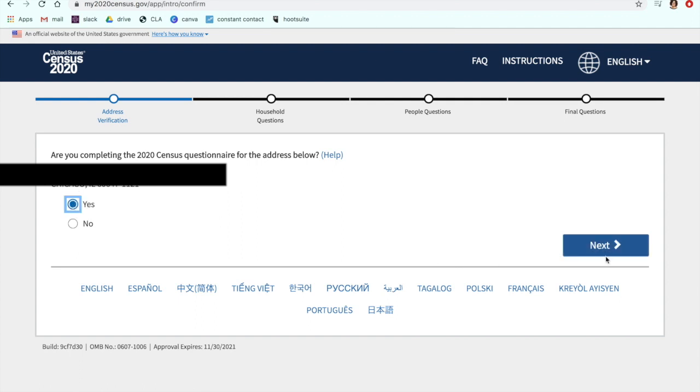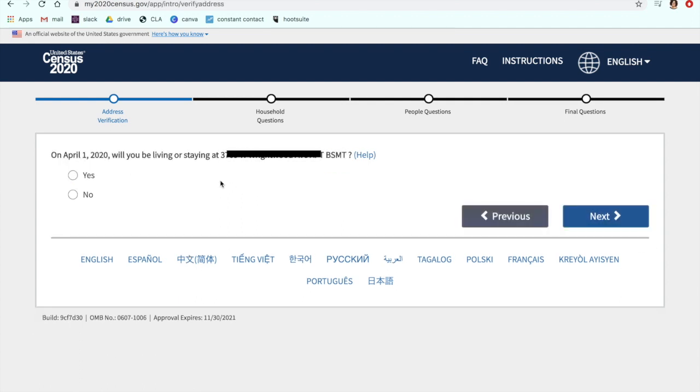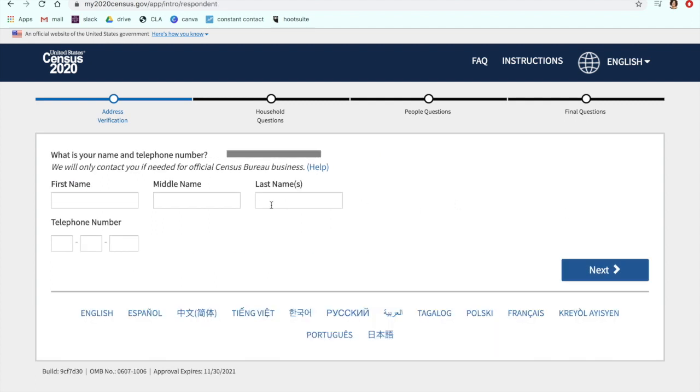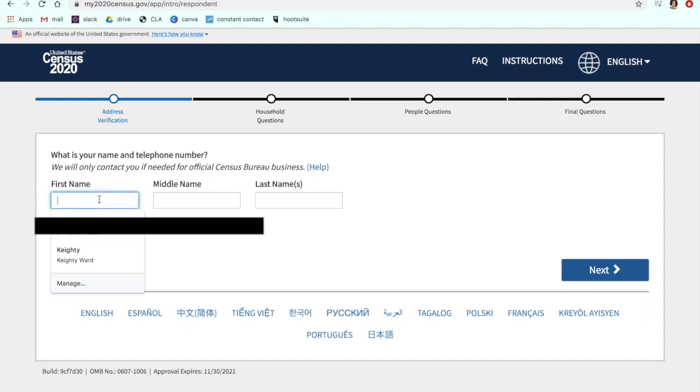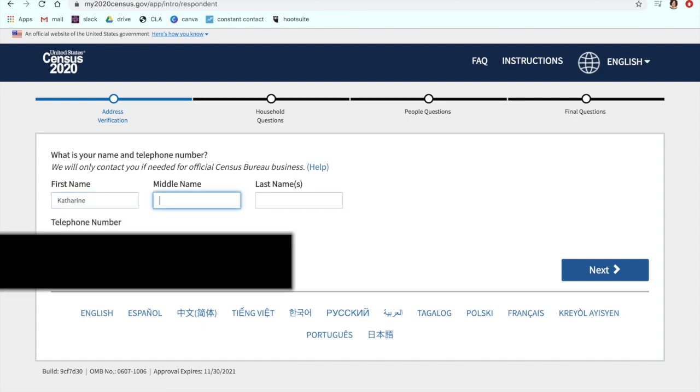Yes. April 1st, will you be living or staying at this address? Yes. What is your telephone number? So, we will only contact you if they need it. So, I'm going to put in my information. All of this is blocked out, but I'm putting in my real information. I'm really doing this right now.